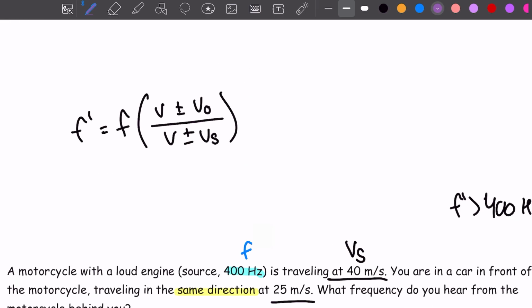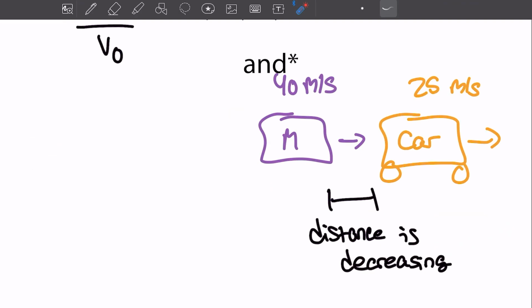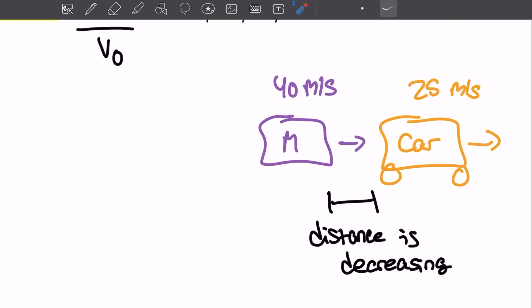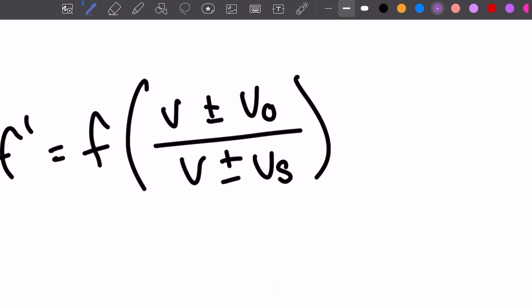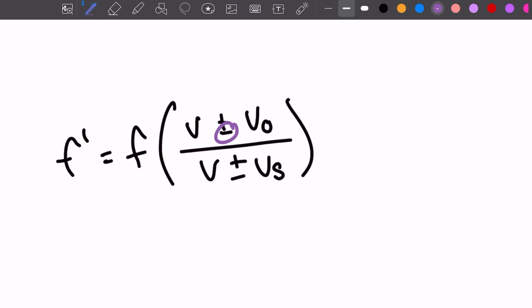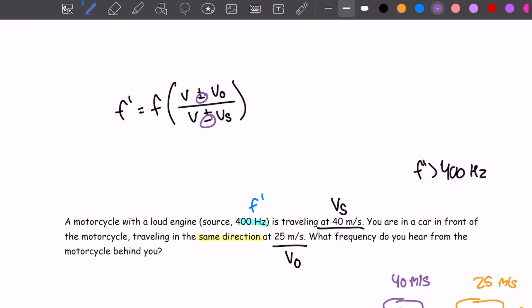Let's pick our signs. We know from the problem that the source is traveling towards us, and that we, as the observer, are moving away from the source in this direction. So if we're moving away from the source, then in the numerator, we pick subtraction. And for the denominator, if the source is approaching the observer, which the motorcycle is, we pick subtraction also. Now we can start plugging things in.